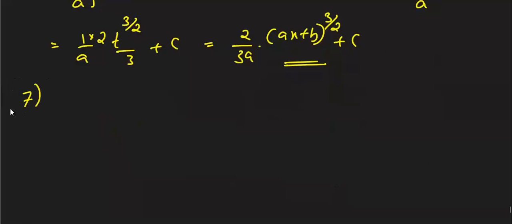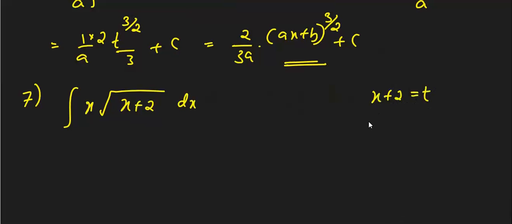Consider seventh question. Integral x into root of x plus 2 dx. Now consider x plus 2 as t. dx becomes dt. But remember here x is also there. So x is equal to t minus 2, because once you convert x plus 2 to the t form, every term should be in the form of t only.